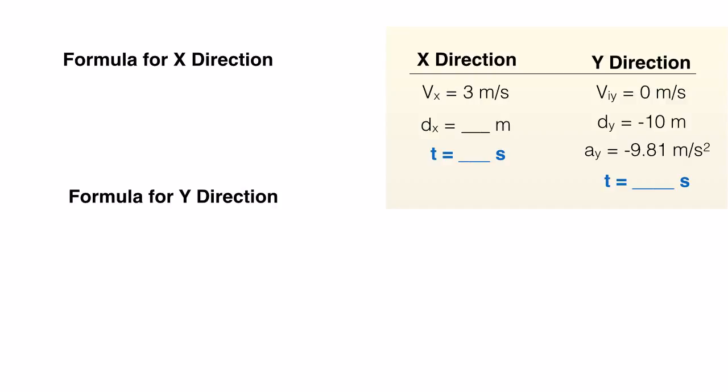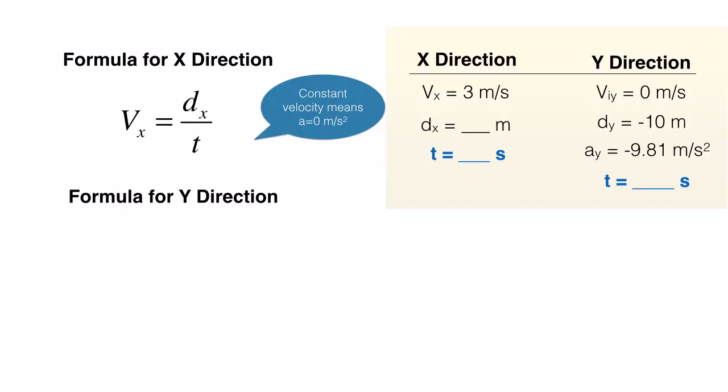The formula for the x direction is simple. Since we have a constant velocity, meaning no acceleration, there's only one to choose from. That velocity is distance divided by time. When it comes to the y direction, however, we do have a lot of options.